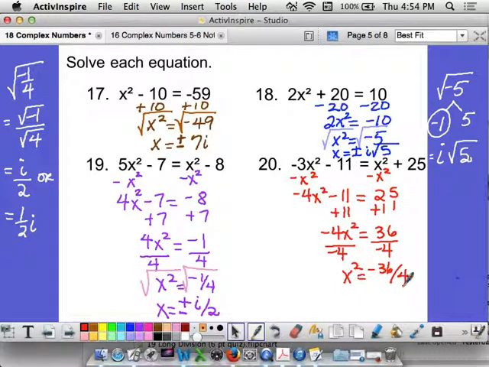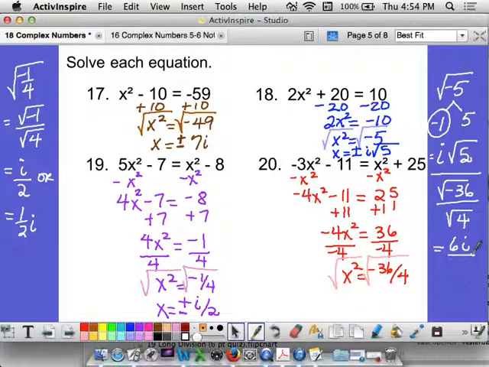I cannot forget that I've got to take the square root of both sides. So I have the square root of negative 36 over the square root of 4. When I take the square root of negative 36, that does not equal negative 6. It equals 6i.